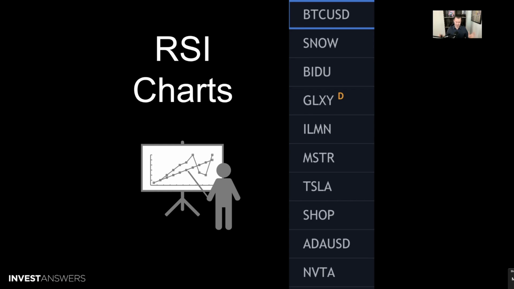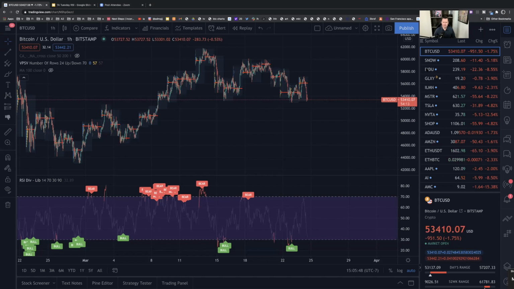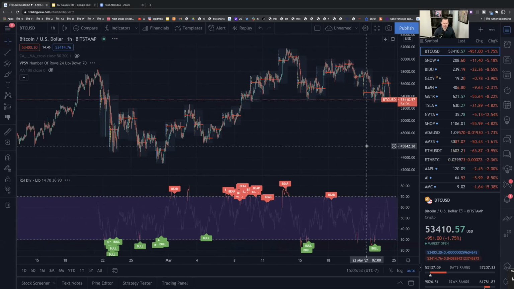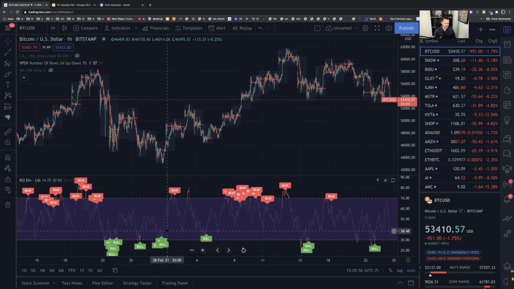All super interesting, all have different stories to tell based on RSI. So here, at the very top, we have Bitcoin. Now, what Bitcoin tells us, looking at the chart here, this is the history of Bitcoin going back to the beginning of Feb. And you can see the different flags here that exist.